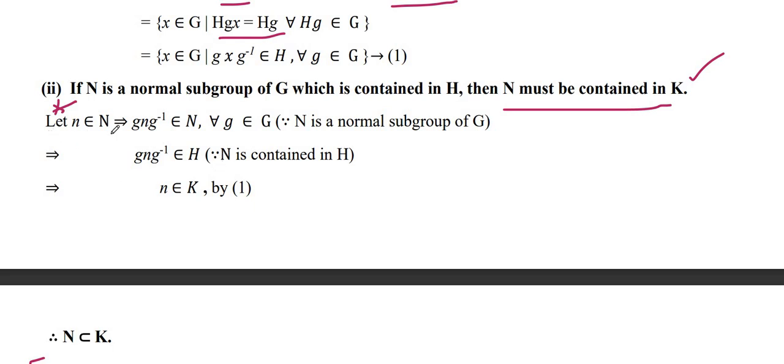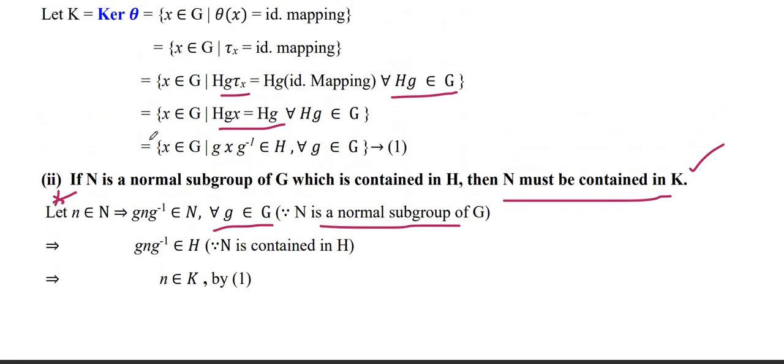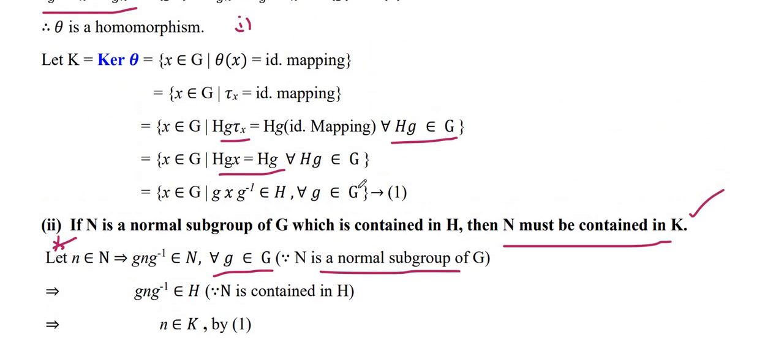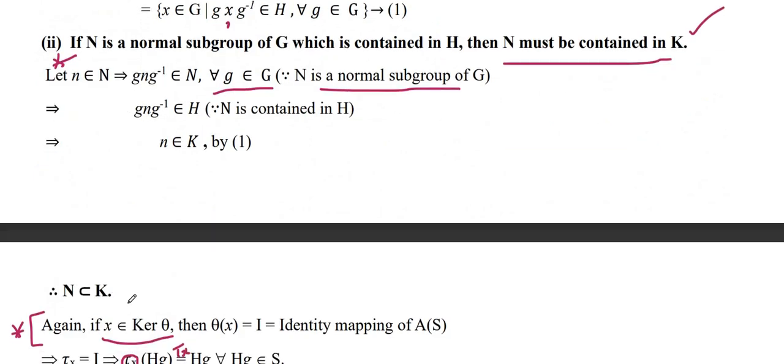Now let n belong to capital N. This implies that g n g inverse belongs to N because N is normal in G. This is true for every g in G. Now this implies that g n g inverse belongs to H because N is contained in H. That is given. So if g n g inverse belongs to H, from this first equation, this one should be there in the kernel, that is K. So n belongs to K. So we have N to be contained in K.